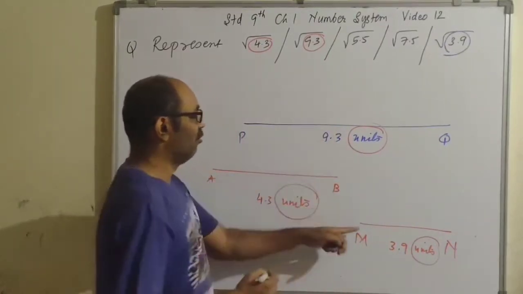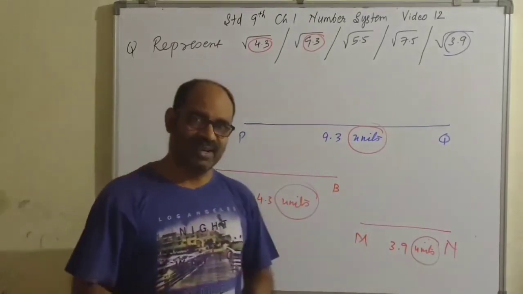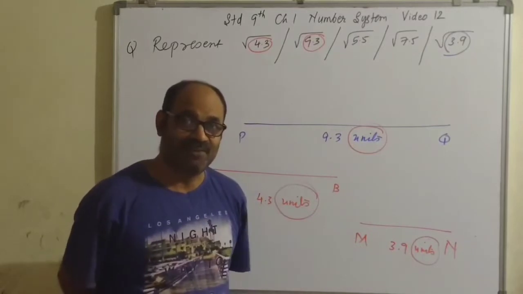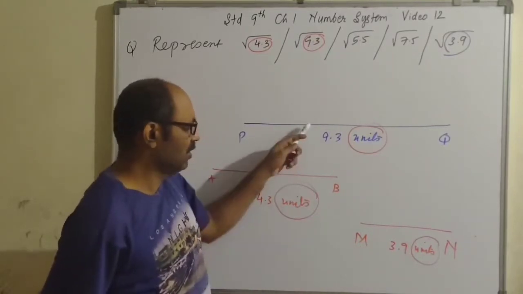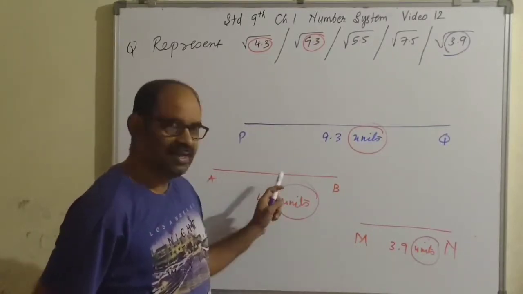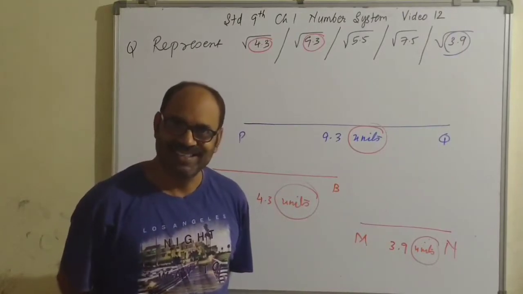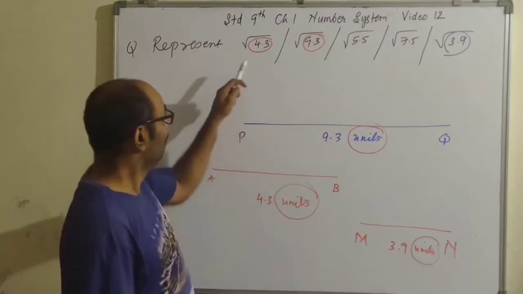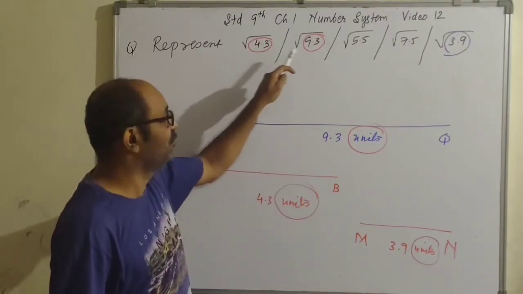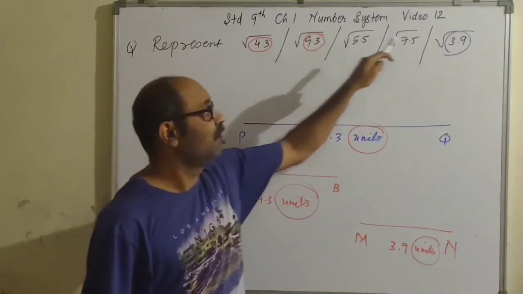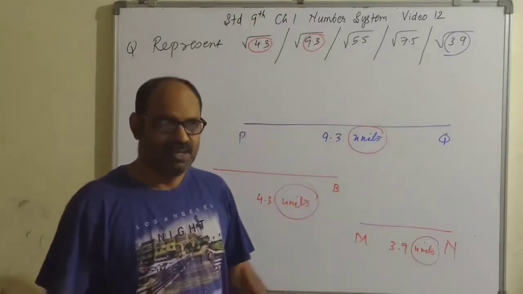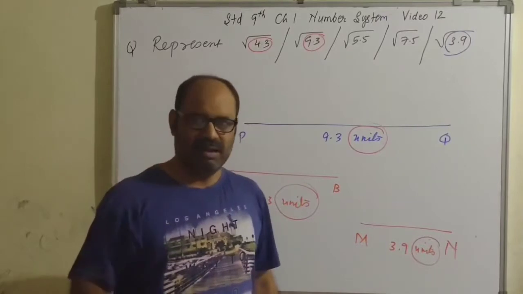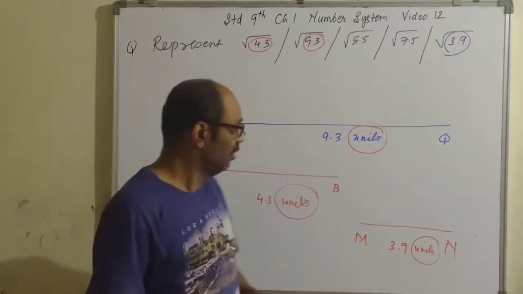Now these line segments are of different lengths. Can you see that? No doubt, this is the biggest, this is the smallest, and this is of middle size. But when we draw a line segment representing 4.3 units, 9.3 units or 3.9 units, they should be equal. I don't know whether you understood or not.